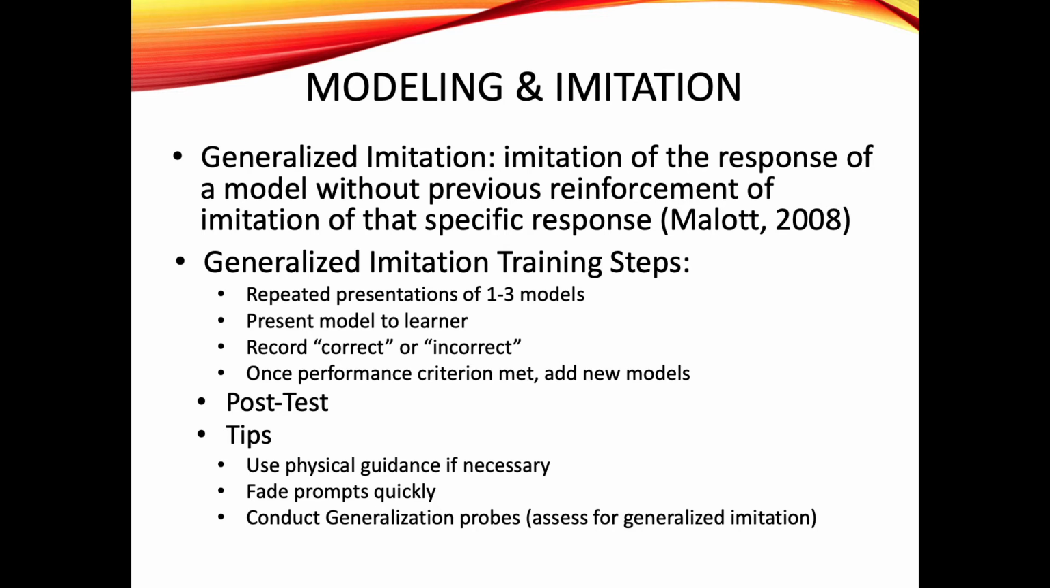And eventually what you hope to produce is this generalized imitation, where perhaps after 10 models, the person just starts without any help. They just start imitating the new model you present. Okay. So again, here you would have to use physical guidance if the person's not following the model, and fade those prompts as quickly as you possibly can. And then you want to conduct your generalization probes to see if, when I initiate a new model, does the person imitate that without any help or physical guidance?